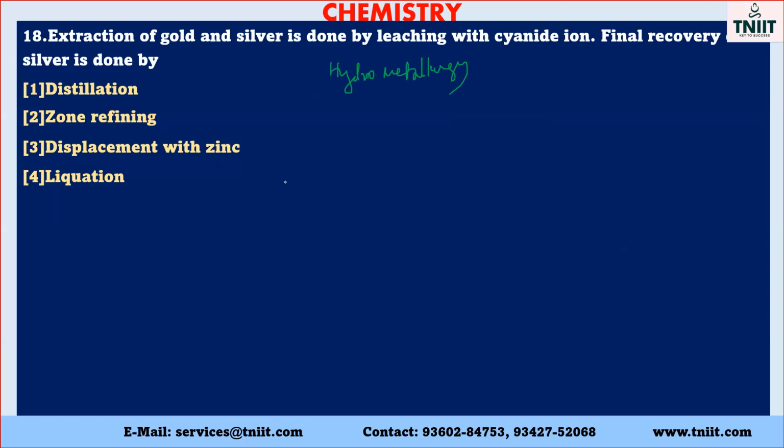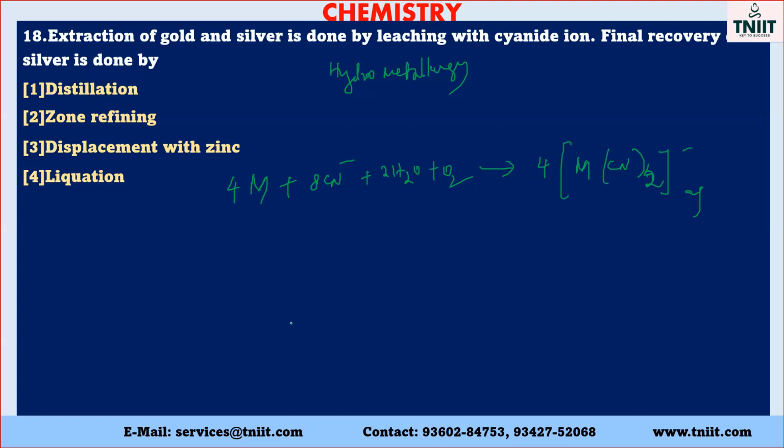If we take silver and gold, we will take the metal as M in general. M stands for metal. Metals are always solid. When it is treated with cyanide solution in the presence of oxygen, we get a complex like this. This is in solution state.